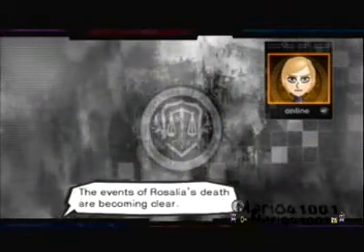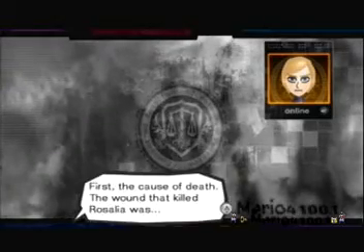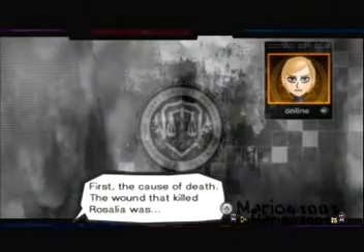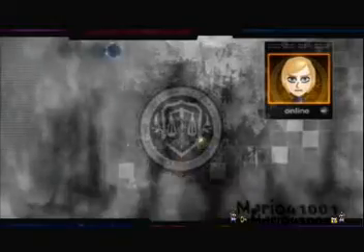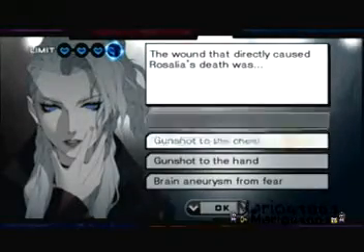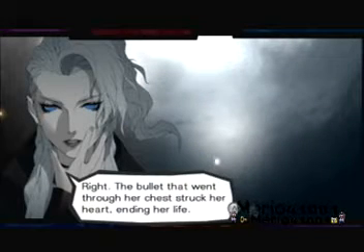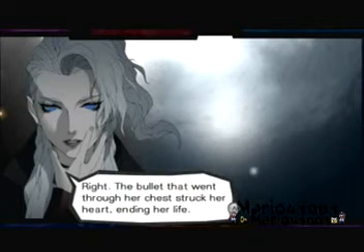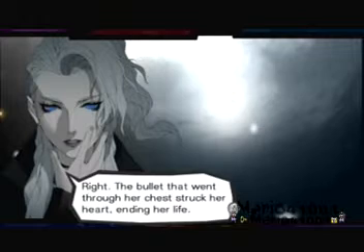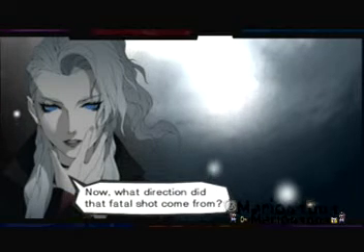The events of Rosalia's death are becoming clear. First, the cause of death. The wound that killed Rosalia was... Right. The bullet that went through her chest struck her heart, ending her life. Now, what direction did that fatal shot come from?